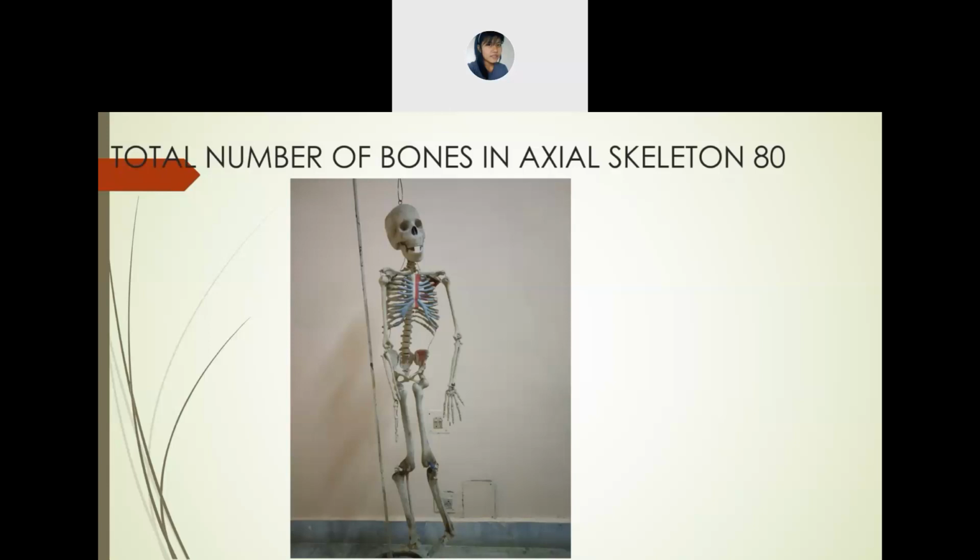Ma'am, longest bone in the body. Longest bone in the human body. It is correct, but it is a part of the long bones. All right, Deep Jyoti? Yes, ma'am. Okay, good. The next question goes to Dhritiraj.